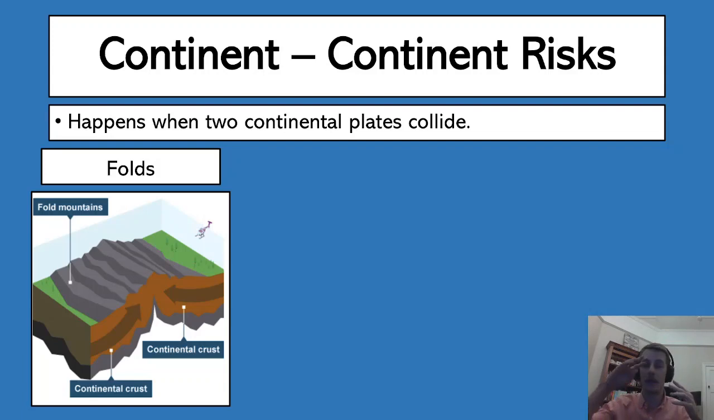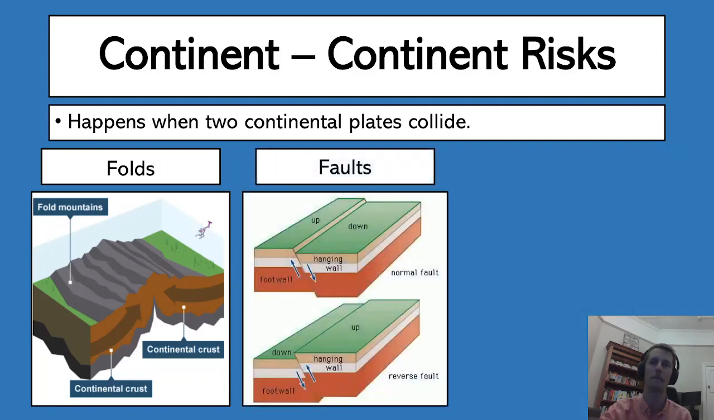Now, rather than the rocks just breaking and going off and doing their own thing, the continental crust is actually kind of folding in on itself and pushing upwards. Now, this ends up forming what we call mountains, or fold mountains in this case. And the best known example of this is actually the Himalayas, which is in the Asian continent, the continent of Asia. That's where Mount Everest is. So that's a really good example of folds and the risks that come from that.